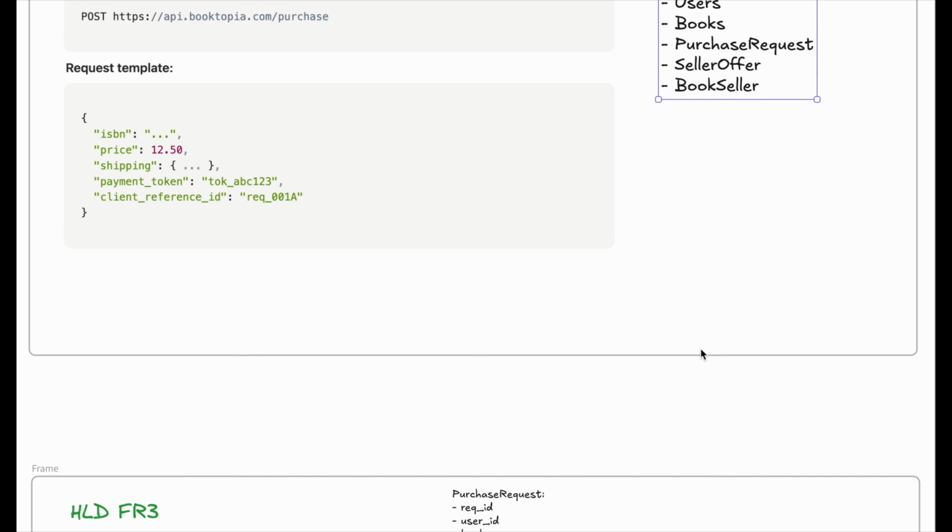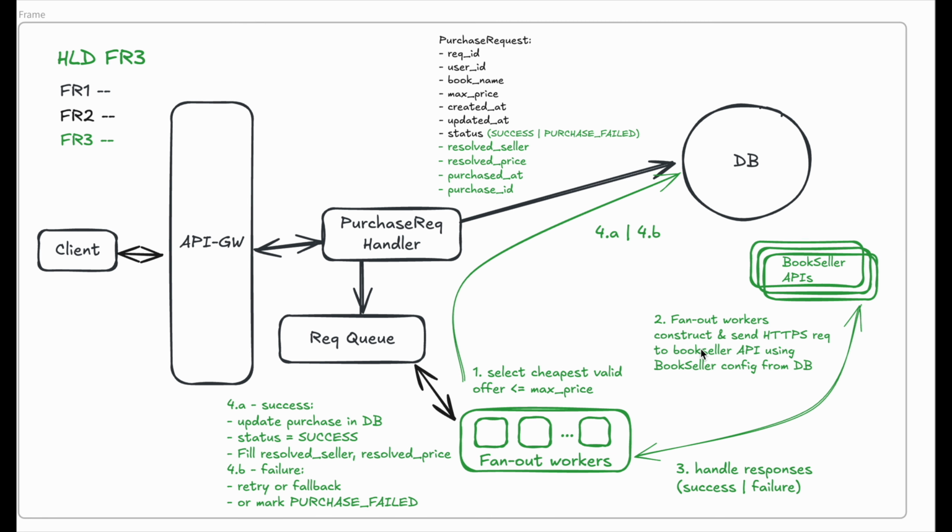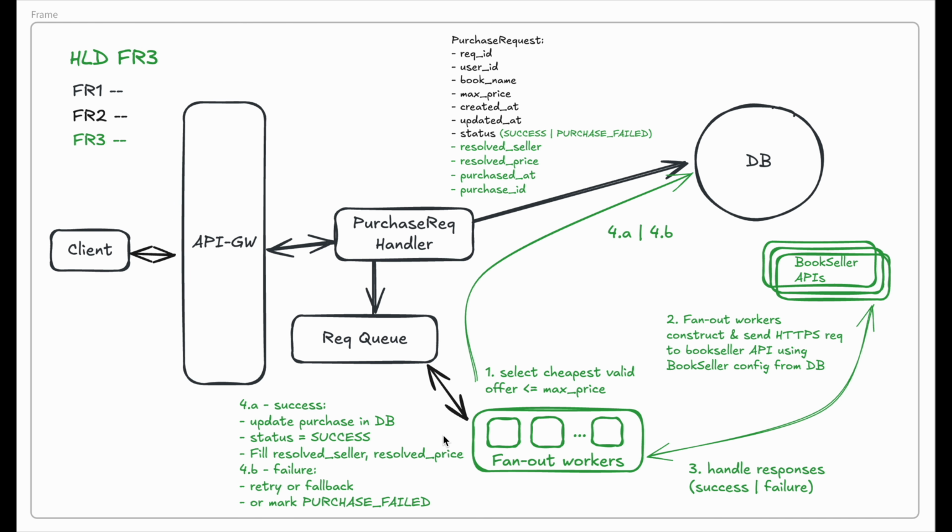Let's check out the workflow in our design diagram. Step 1. The final worker, from functional requirement number 2, selects the best valid offer from the seller responses where price is less than or equal to the max price.